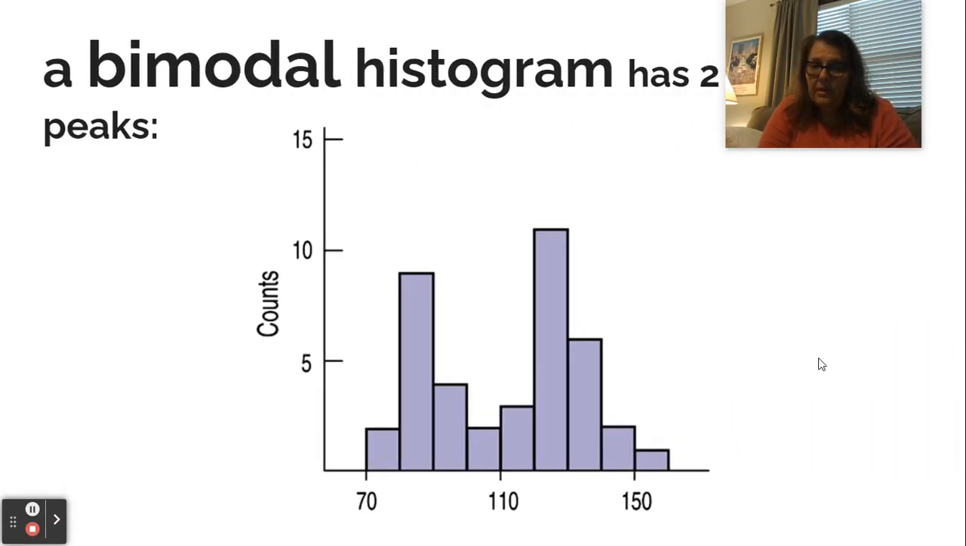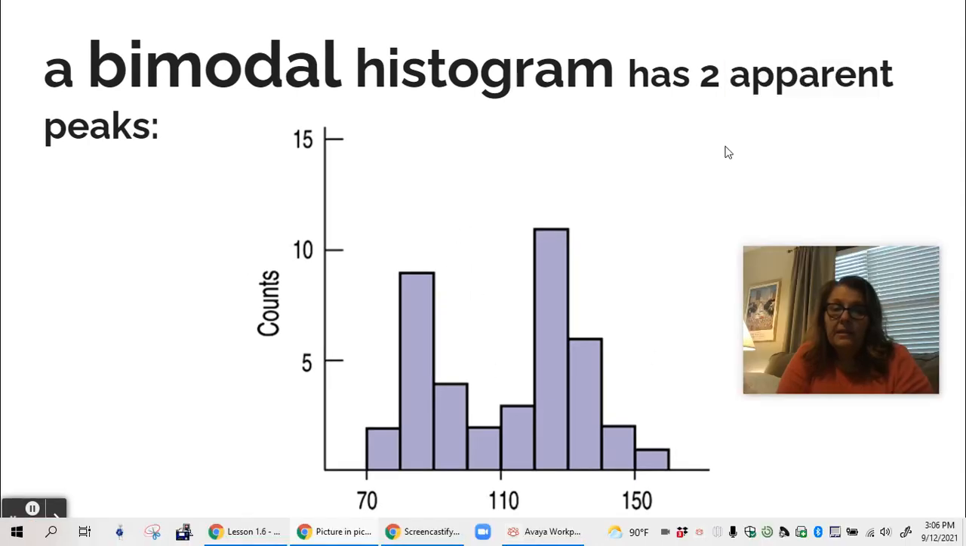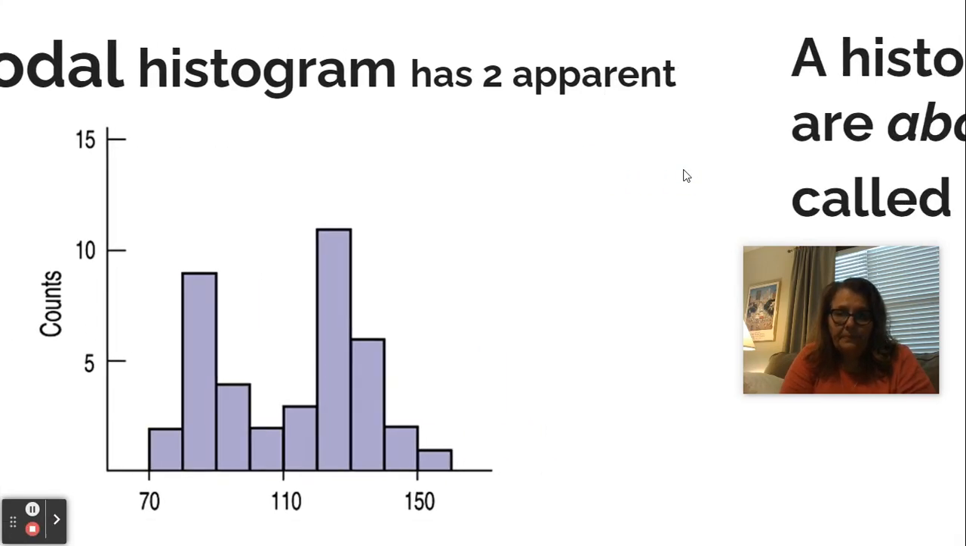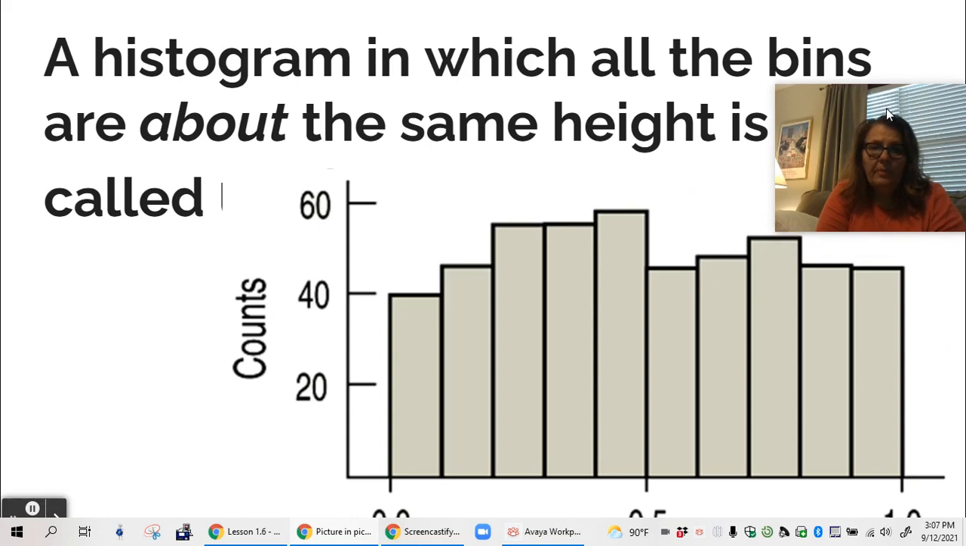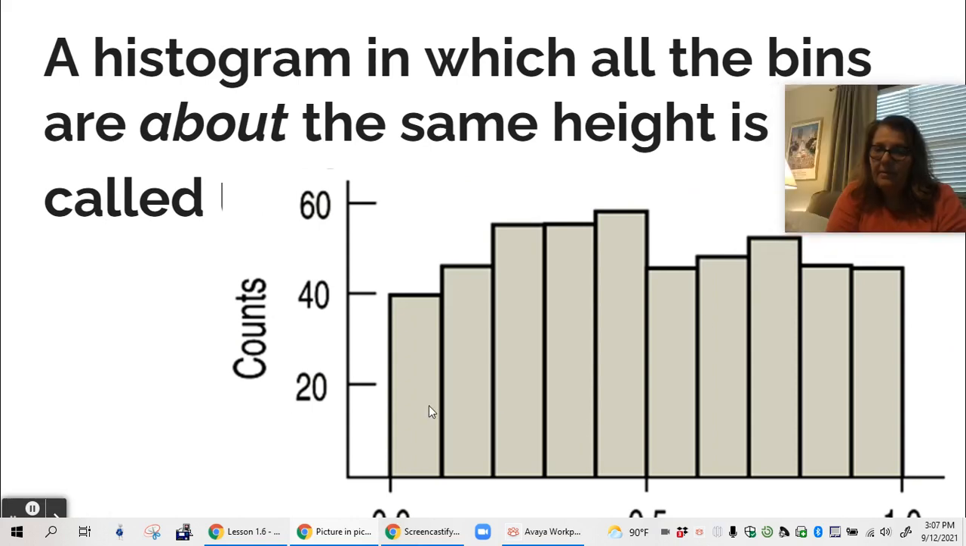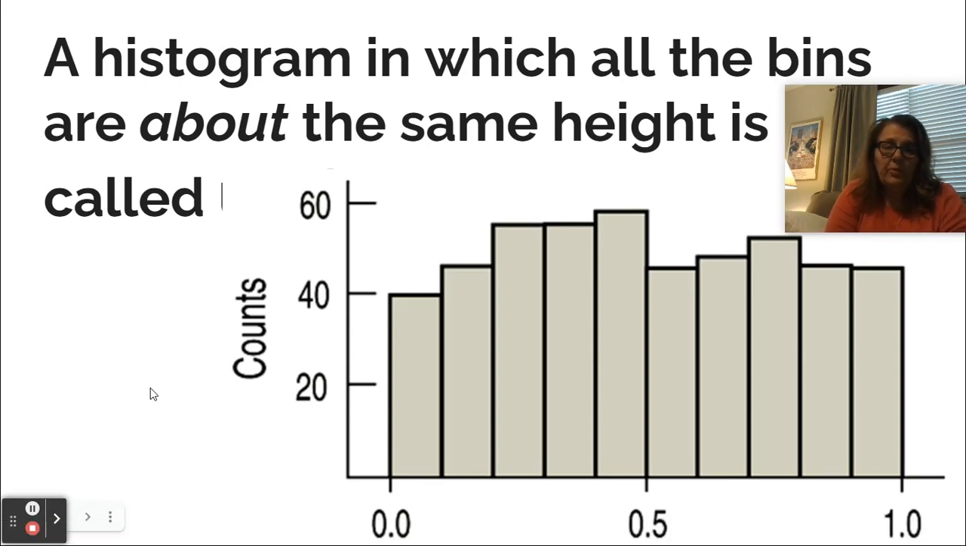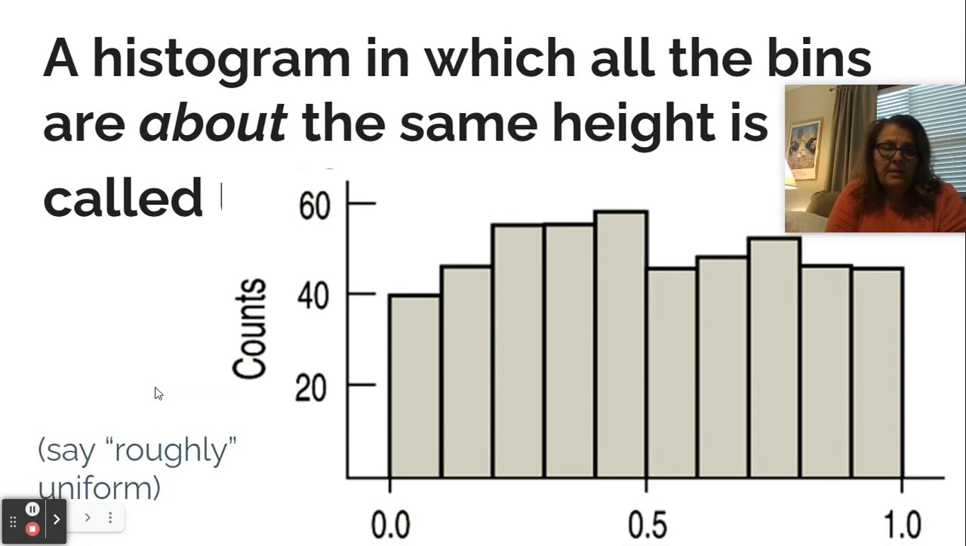A bimodal histogram has 2 peaks, 2 very distinct peaks, like it does in this one, so you would tell me it is bimodal. A histogram in which all the bins are about the same height, I mean, it's not perfect, but they're all about the same height, and you can't really distinguish one over the other. Then we want to say it's roughly uniform.